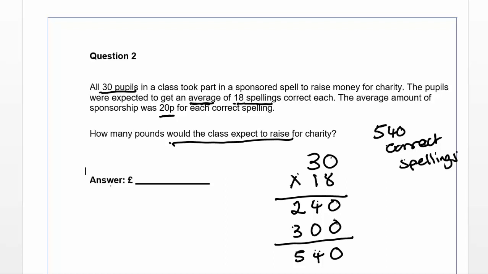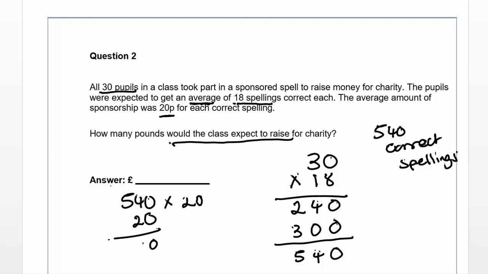Now we're saying we're going to get 540 correct spellings, and each one of those spellings is worth 20p. So how do we do that? We're going to multiply 540 by 20p, or just put 20 for now. What I'm going to do is put our decimal point back in the correct place when I finish multiplying. You'll see what I mean. So let's write it underneath here.